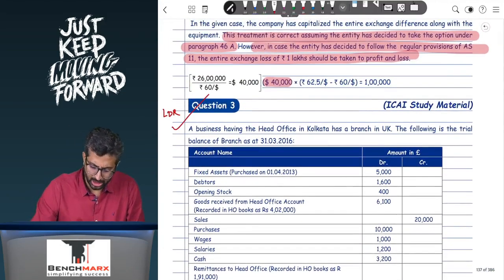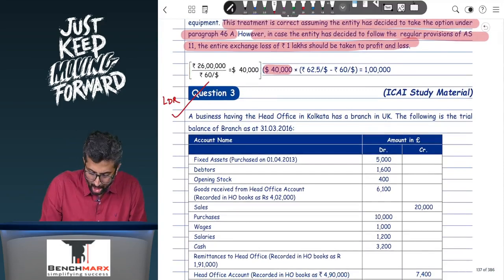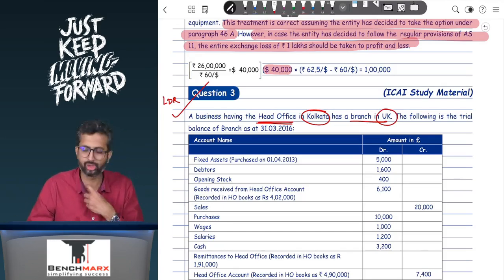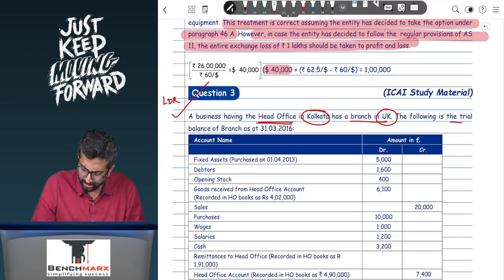Now question number 3 is on that foreign branch. A business is having a head office in Calcutta, that is in India, and a branch in the UK. So the UK branch will have its financials in pounds, whereas the Calcutta operation will have everything in rupees. The following is the trial balance of the branch on 31st March 16.